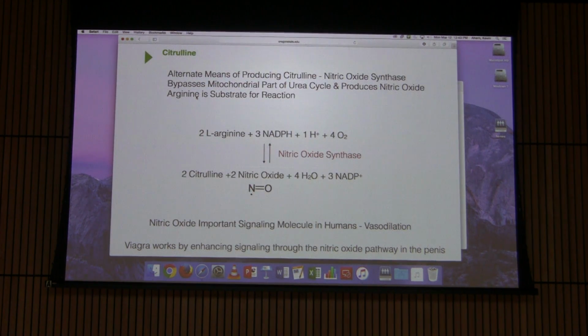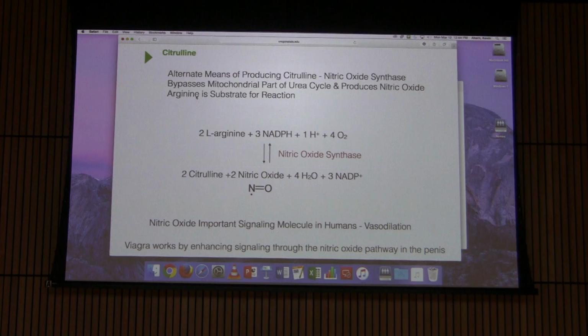There is another way to make citrulline. This is where I'm going to finish today. Another way to make citrulline, and this one turns out to be important for the phenomenon of signaling. The body uses a variety of mechanisms of signaling within cells, and one of the mechanisms it uses is formation of this molecule shown at the bottom called nitric oxide. Nitric oxide is a reactive molecule. It doesn't have a very long half-life, but it serves to provide a signal inside of cells for various things.